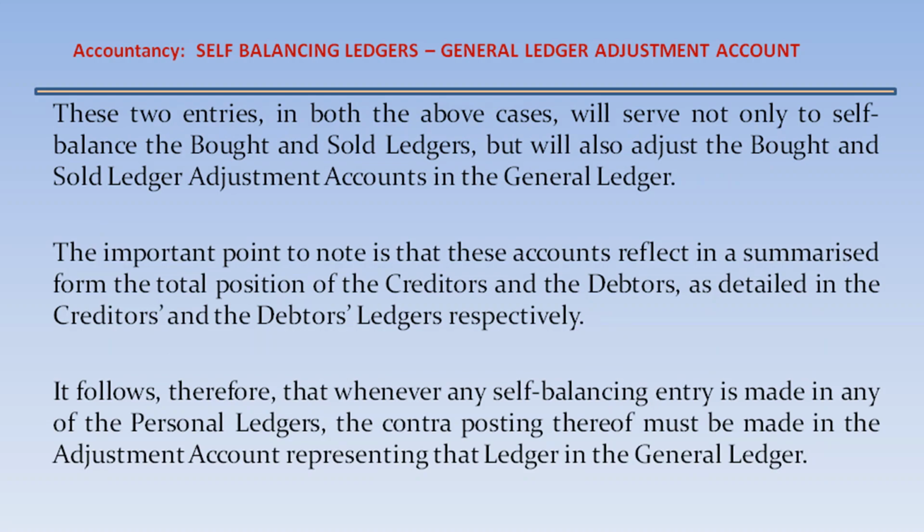These two entries in both the above cases will serve not only to self-balance the bought and sold ledgers, but will adjust the bought and sold ledger adjustment accounts in the general ledger. The important point to note is that these accounts reflect in a summarized form the total position of the creditors and the debtors as detailed in the creditors and debtors ledgers respectively. It follows, therefore, that whenever any self-balancing entry is made in any of the personal ledgers, the contra posting thereof must be made in the adjustment account representing that ledger in the general ledger.